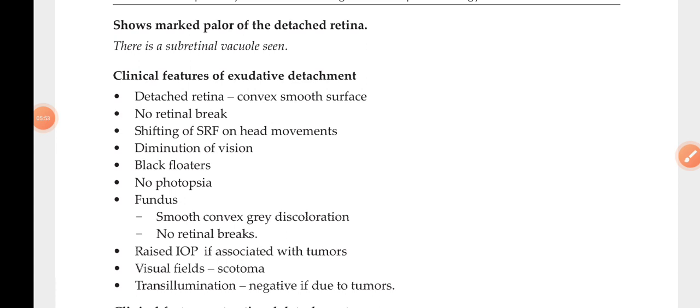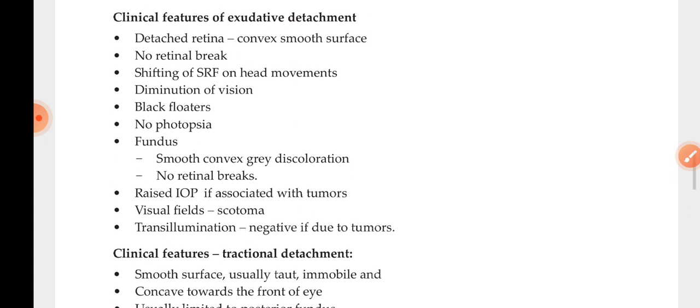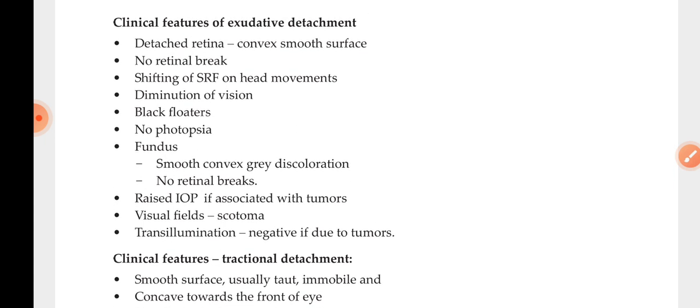Clinical features of exudative detachment: the detached retina has a convex smooth surface, no retinal break, and shifting of subretinal fluid on head movements. There will be diminution of vision, black floaters, no photopsia. On fundus, smooth convex gray discoloration is seen, with no retinal breaks. Raised intraocular pressure if associated with tumors. Visual fields show a scotoma. And transillumination is negative if due to tumors.